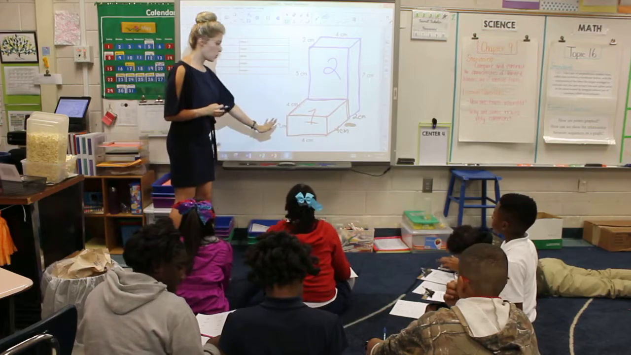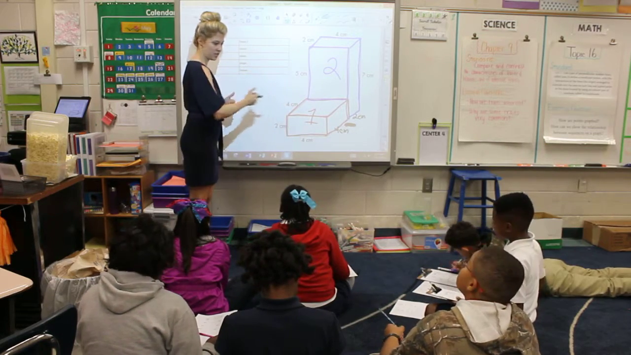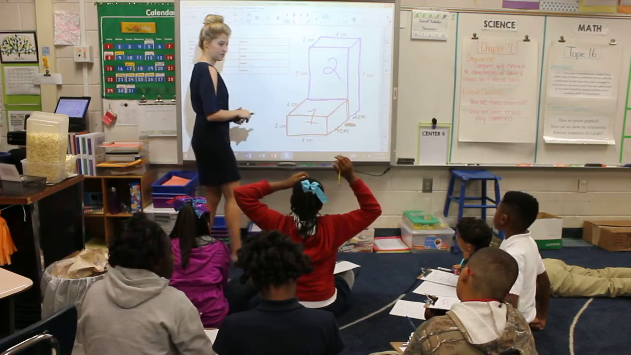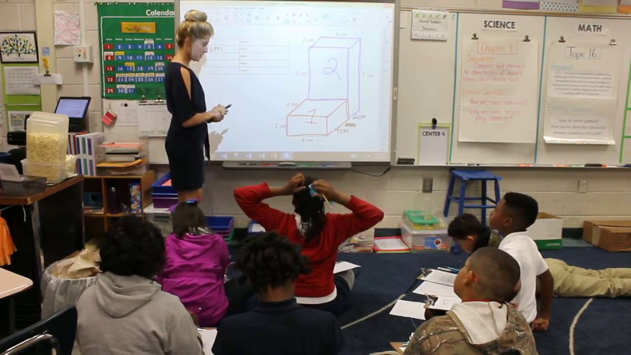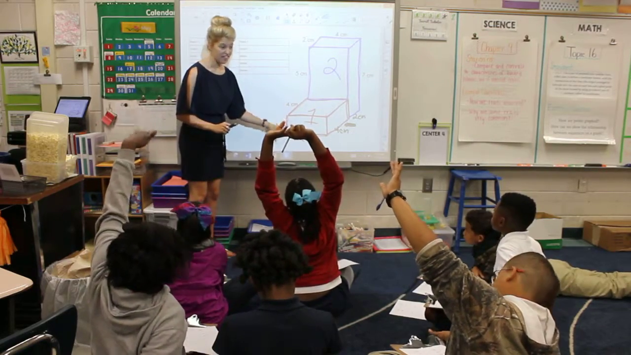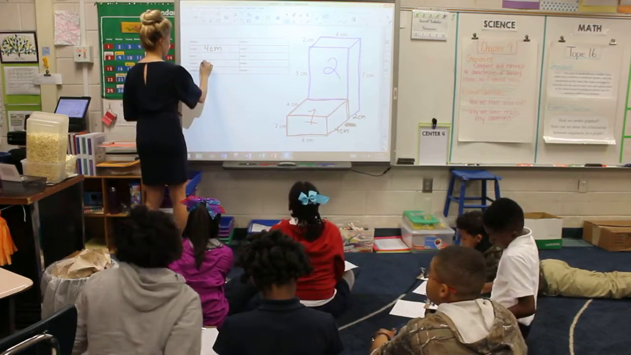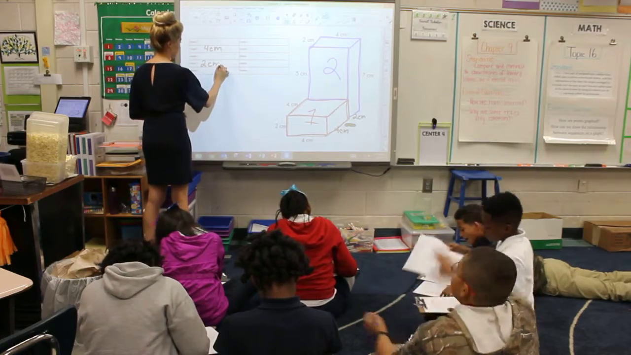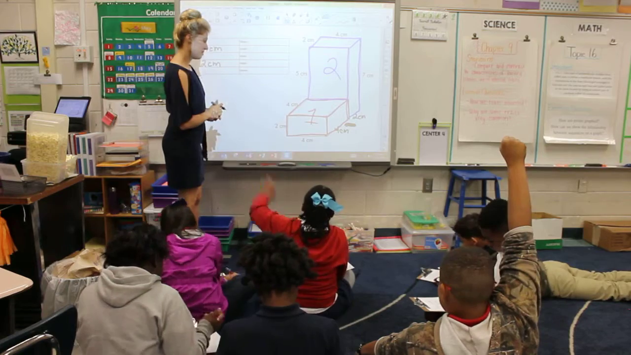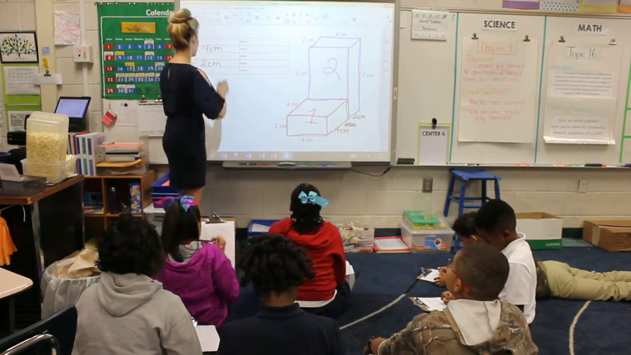Looking again at shape 1, who can tell me the width? Tony, can you tell me how wide this shape is? 2 centimeters. He says 2 centimeters. What does 2 centimeters look like to you? The height. So Tony gave us the height. Works for me. Damien, can you give me the width? 4 centimeters.